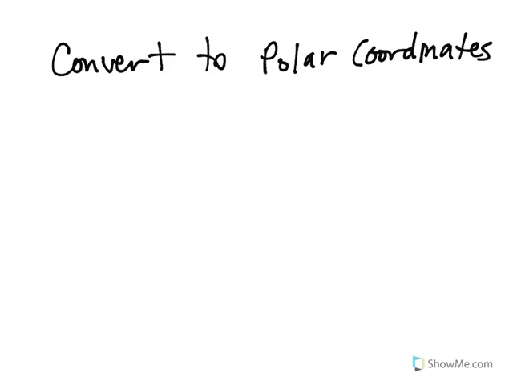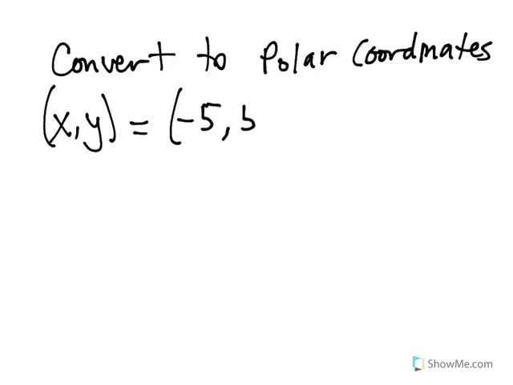We're trying to find r and theta. So I'm going to give you a point that starts out as x, y. Let's say I give you a point like negative 5, comma 5. And the question is, how could you find r and how could you find theta?